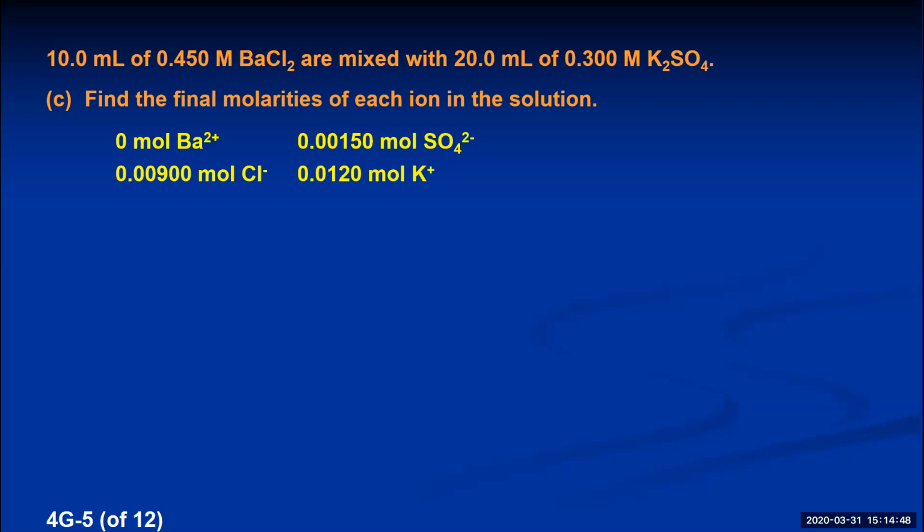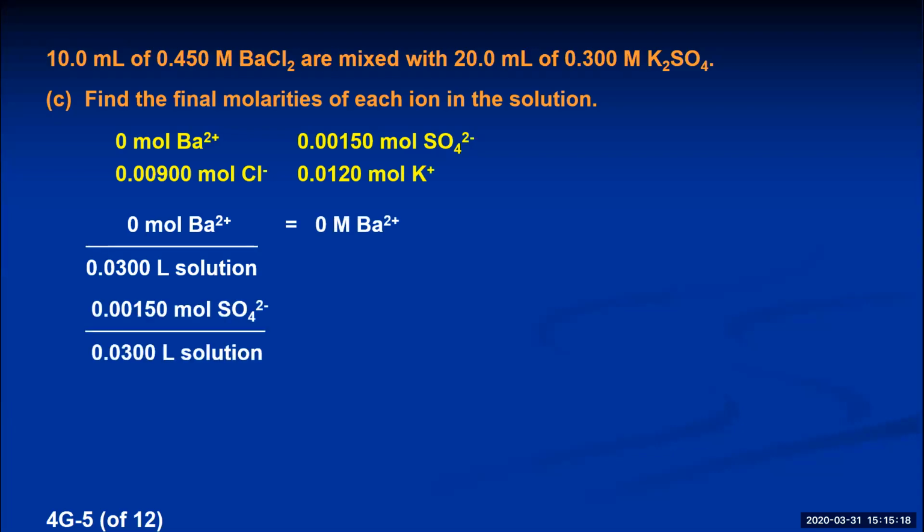So now you have to realize that if you're mixing together 10 milliliters of one solution with 20 milliliters of another, your graduated cylinder is going to show a volume of 30 milliliters. That's the final volume of this mixed solution. So to get the concentrations of each of these ions, you're going to take their corresponding moles and divide it by the volume of 30.0 milliliters converted to liters. So for the barium, it would be 0 moles divided by 0.0300 liters, and that one comes out pretty easy.